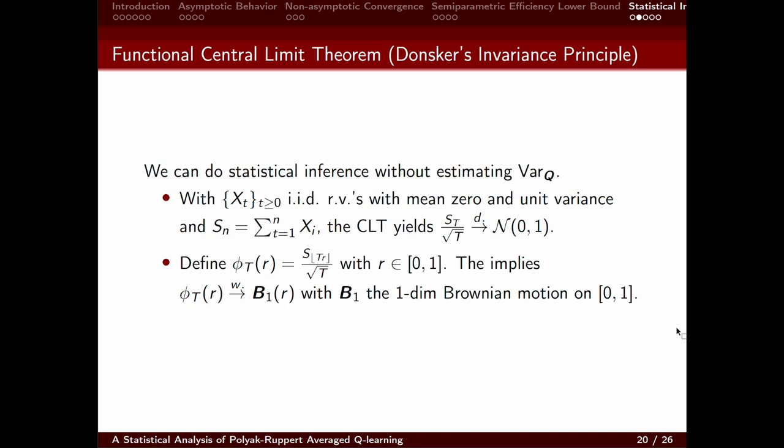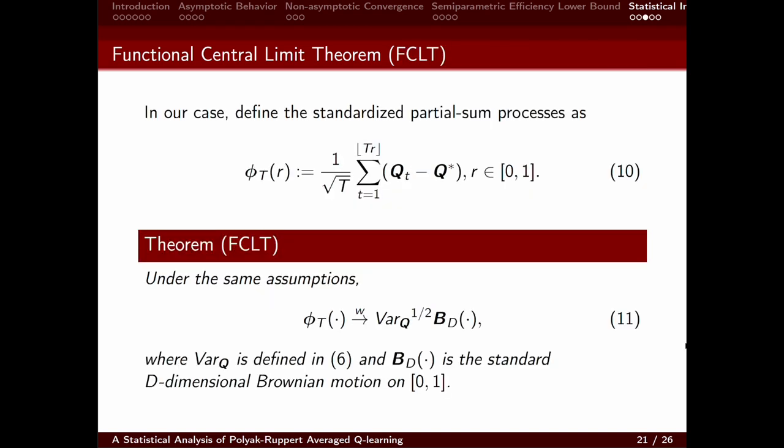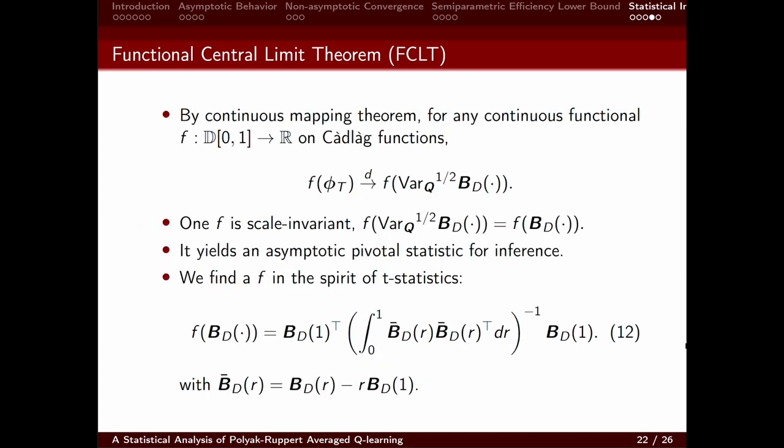In the end, we try to answer the last question, that is, can we do statistical inference without estimating the covariance matrix. Our result is that under the same conditions, we can show that this particular partial sum process, which is a random function on the interval 0 to 1, will converge to a rescaled Brownian motion. Here, the variance matrix VARQ is exactly the same we introduced already. Okay, so from the continuous mapping theorem, we know that for any continuous function f, that is a function of functions, the value of f on the partial sum process, which is a one-dimensional random variable, will weakly converge to the f value of that scaled Brownian motion.